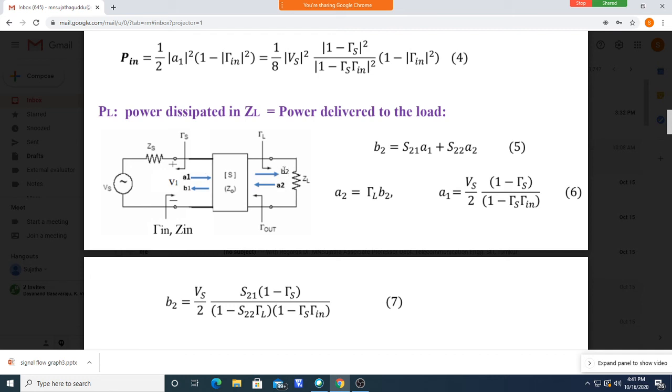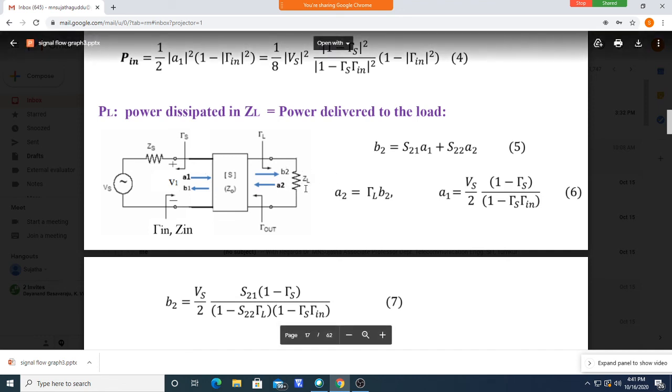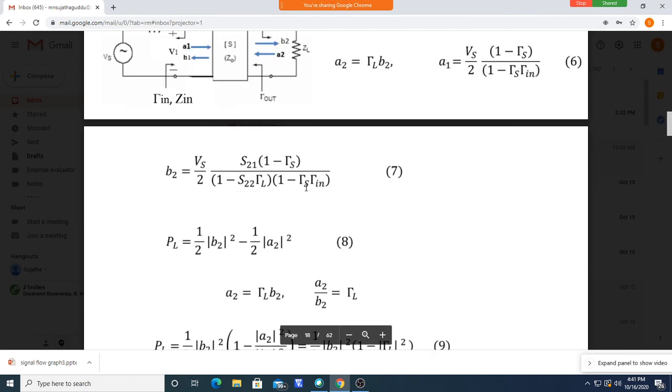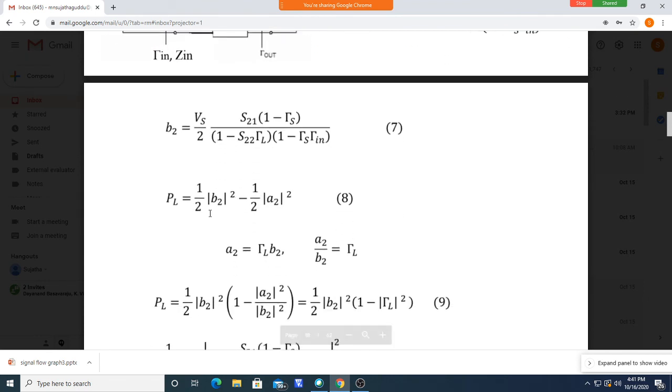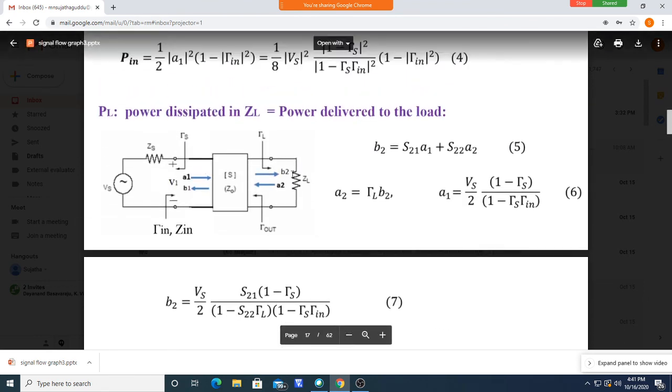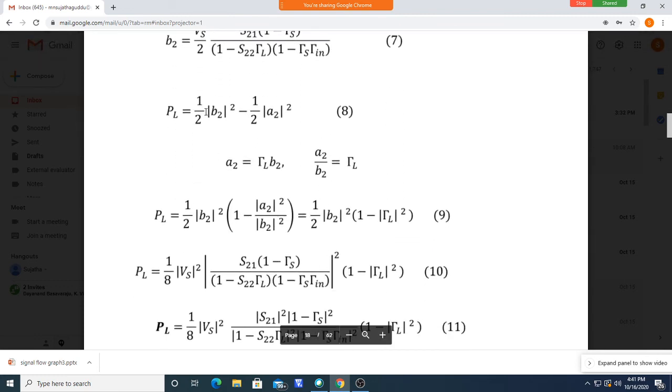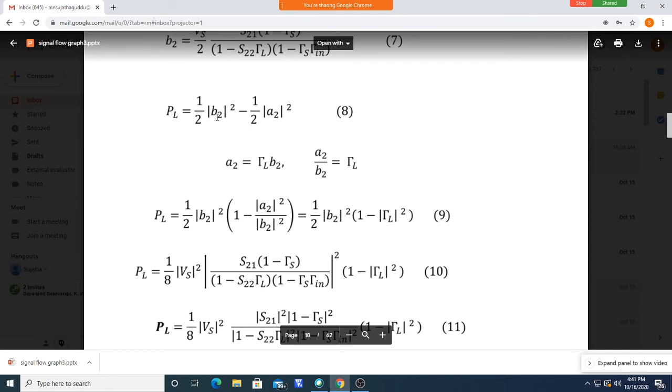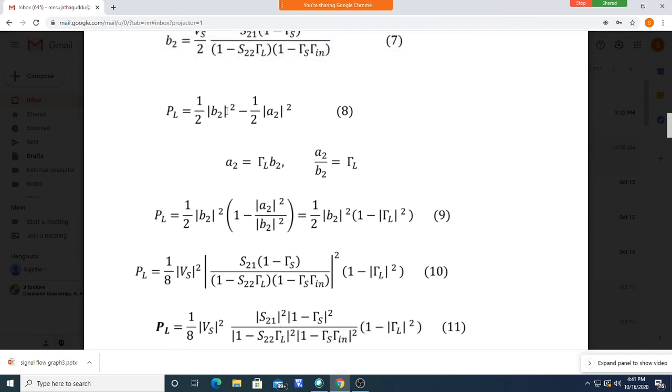Out of the power in this B2, a part will be reflecting back. So what is actually delivered to the load? PL is given by the power in the incident wave. How do we calculate the power in the incident wave? It is half of the magnitude square of B2. That is the power in the incident wave.